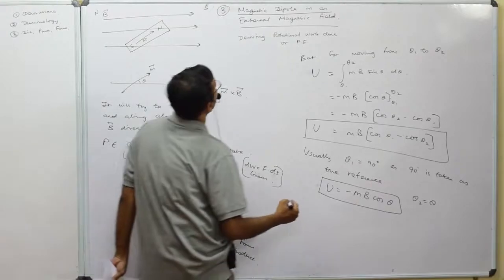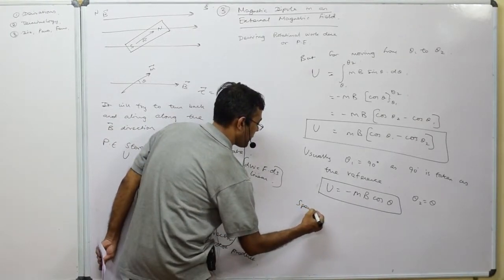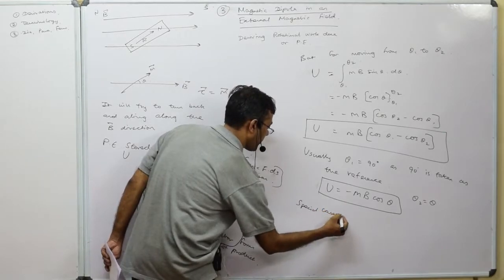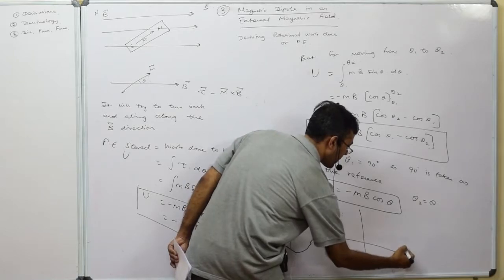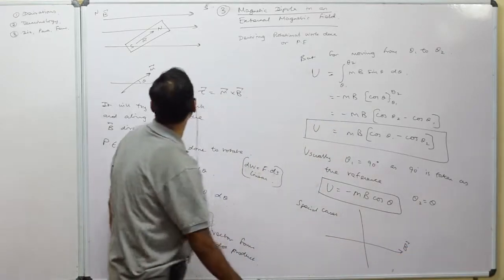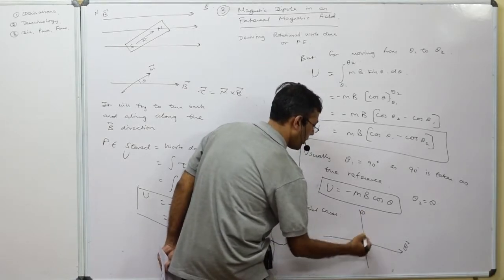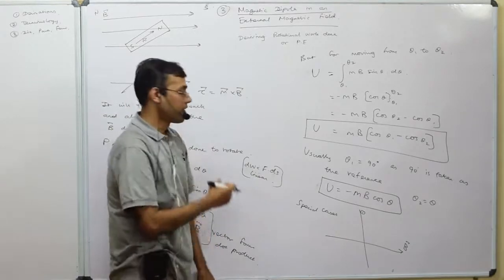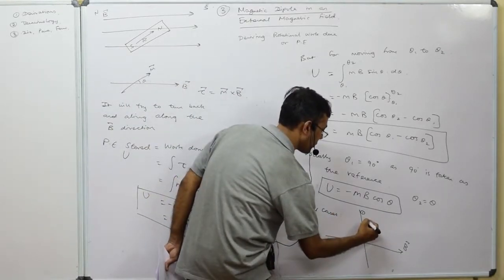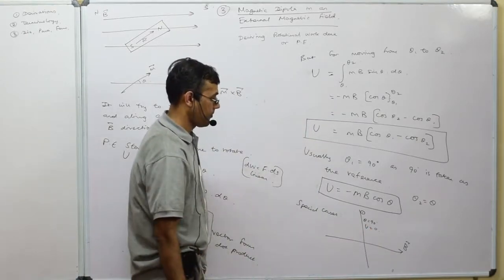So the special cases would be, special cases. If I take this as the magnetic field direction B and the magnetic dipole moment, so at this point, if it is 90 degree, cos 90 will be 0. So at the reference point, U will be 0. So theta is equal to 90 degrees, so U is equal to 0.